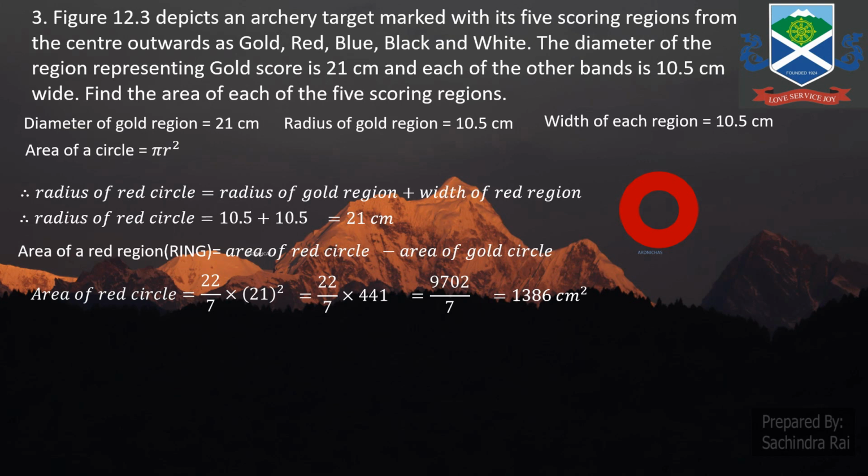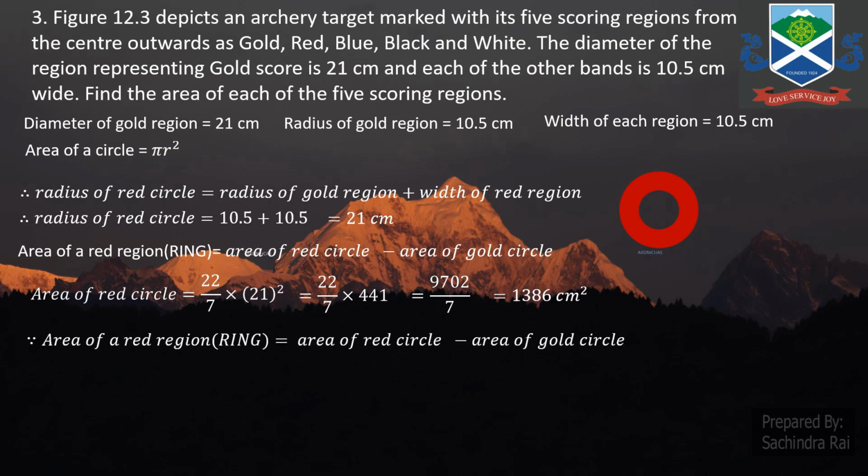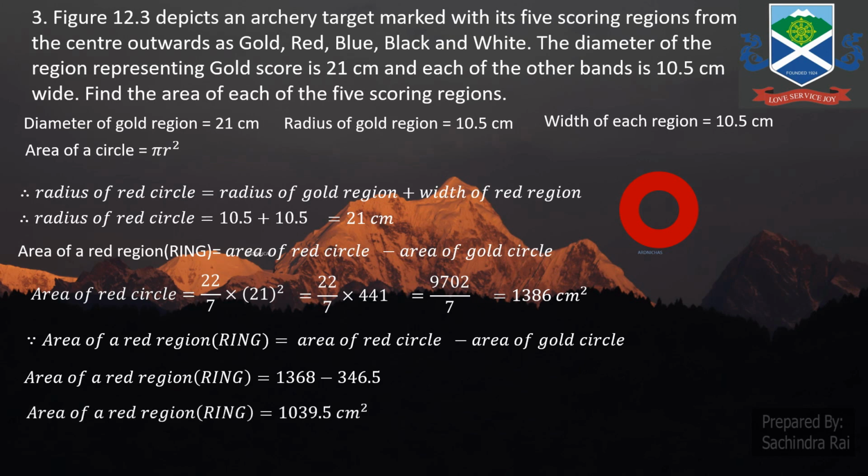Now we will find out the area of the red region. That is, the area of the red region or the ring is the area of the red circle minus the area of the gold circle. We have already found out the area of the gold circle. So by putting the value of the area of the red circle and the area of the gold circle, we get 1386 minus 346.5. When you subtract this, we get 1039.5 centimeters square, which is the area of the red region or the red ring.